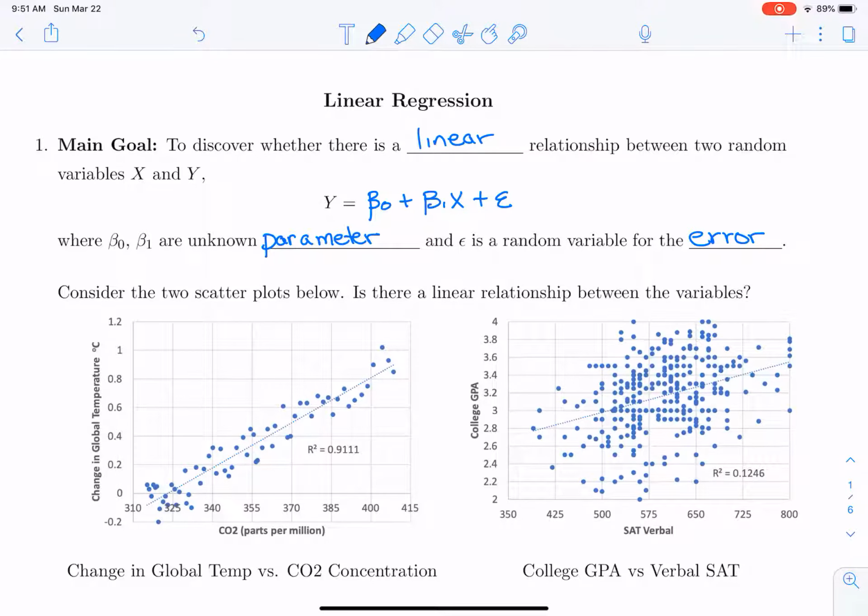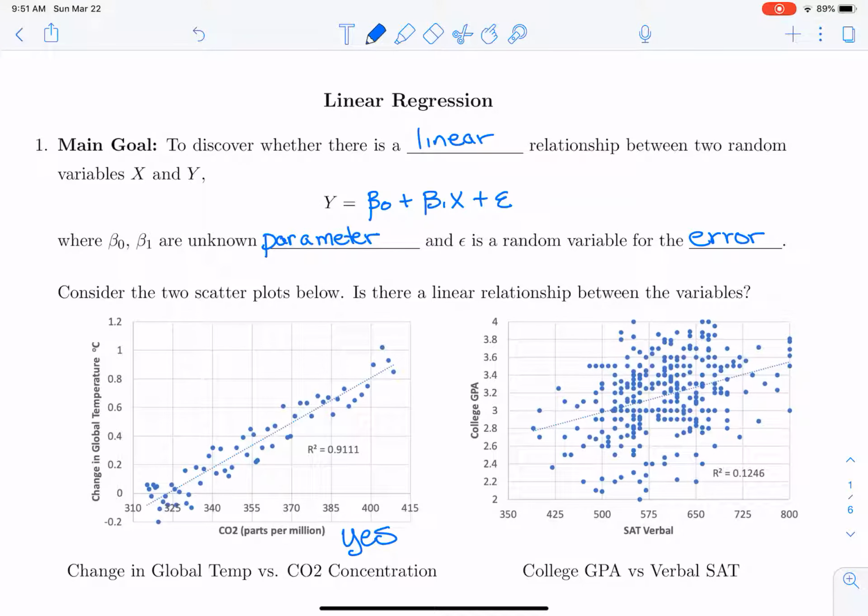The first scatter plot is of the global change in temperature versus CO2 levels in the atmosphere in parts per million. And you'll notice that as the CO2 concentration increases, the change in global temperature also increases, and there seems to be an approximate linear relationship. So this has a linear relationship.